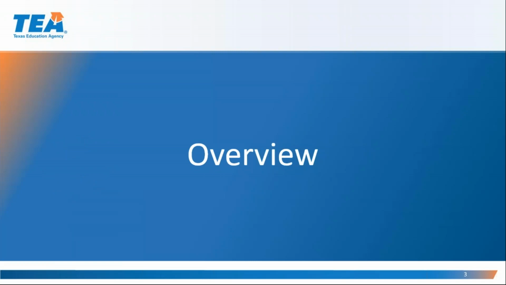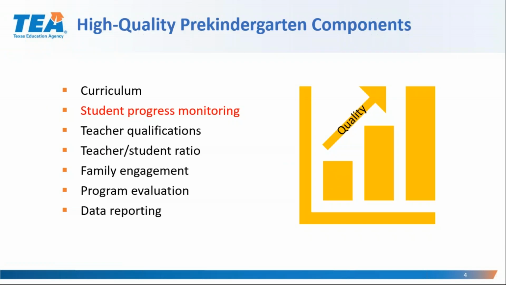So let's briefly look at all of the high quality components that are referenced in HB3. This slide lists all of them: curriculum, student progress monitoring, teacher qualification, teacher-student ratio, family engagement, program evaluation, and data reporting. These are the high-quality components that are referenced in HB3, and of course today we are looking specifically at student progress monitoring.